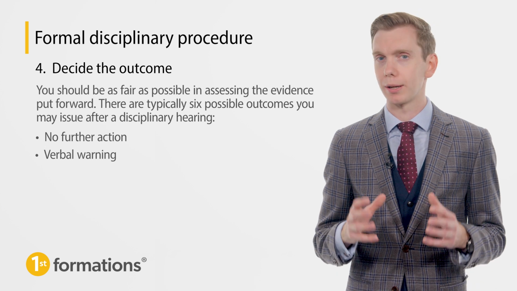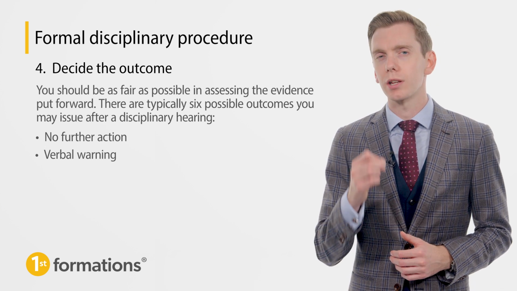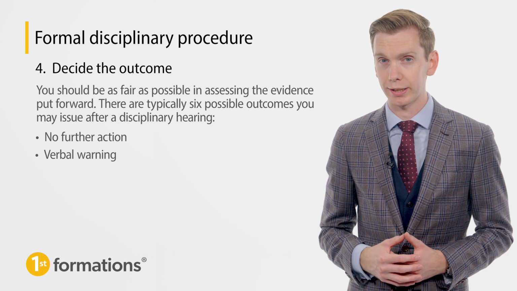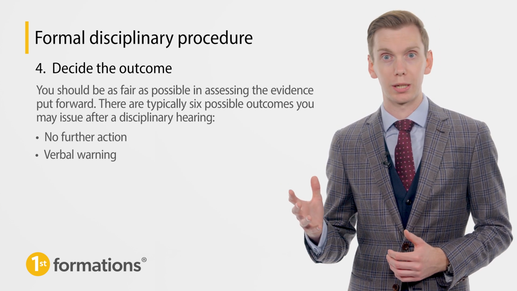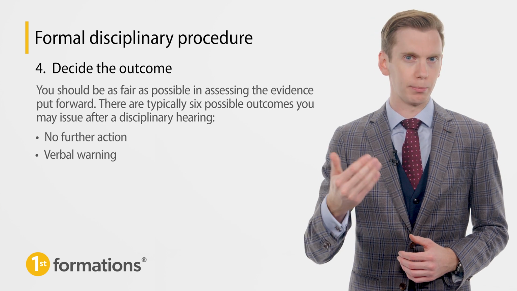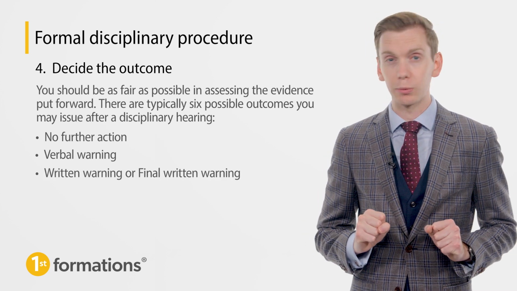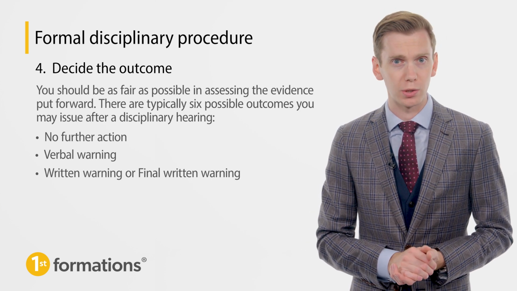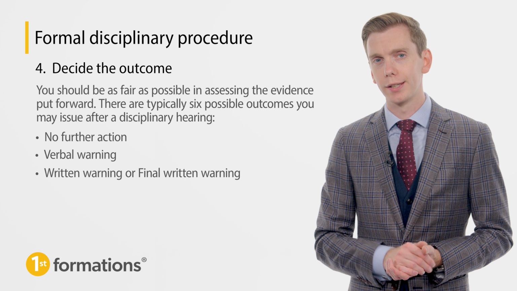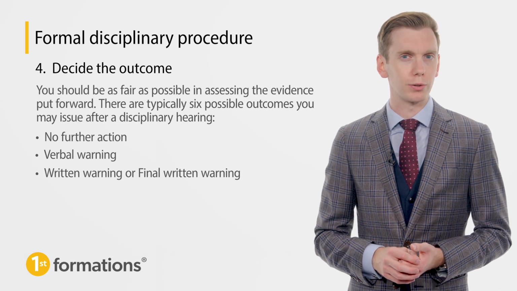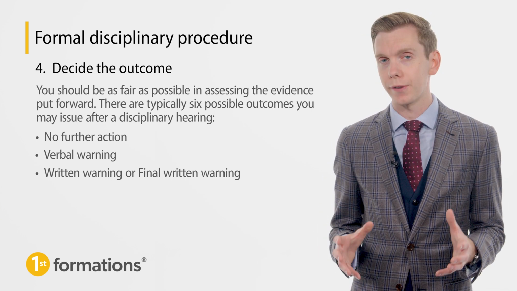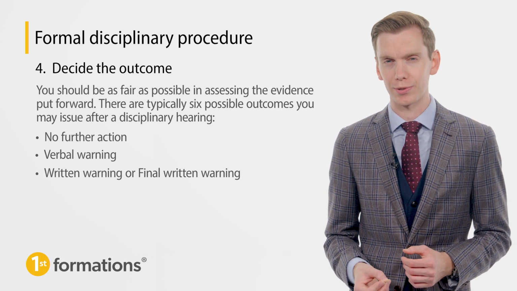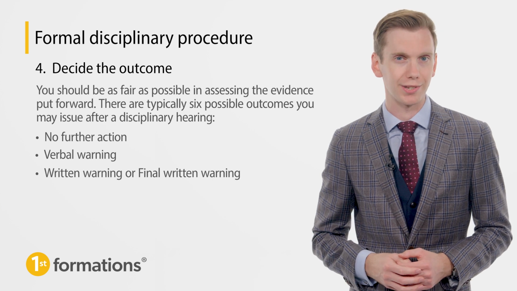The second possible outcome is a verbal warning. This lowers the threshold for the employee to be called to a future disciplinary hearing for a similar reason within the foreseeable future, which is in the next few months. Then there is a written warning or final written warning. These lower the threshold for the employee to be called to a future disciplinary hearing for a similar reason within the foreseeable future. It remains on their personnel file for 12 months and can be added to subsequent disciplinary hearing outcomes to provide a more severe penalty.